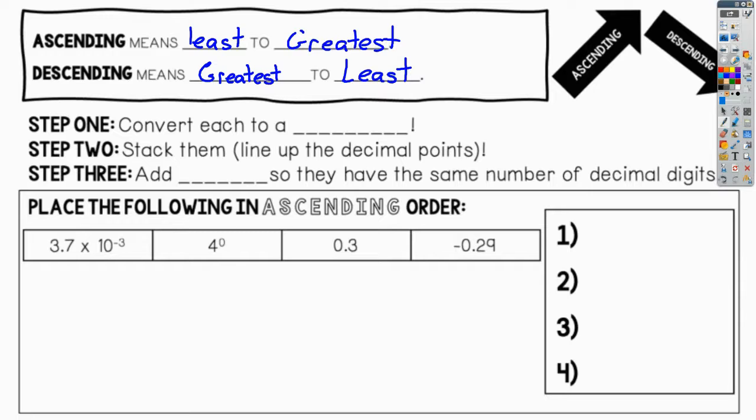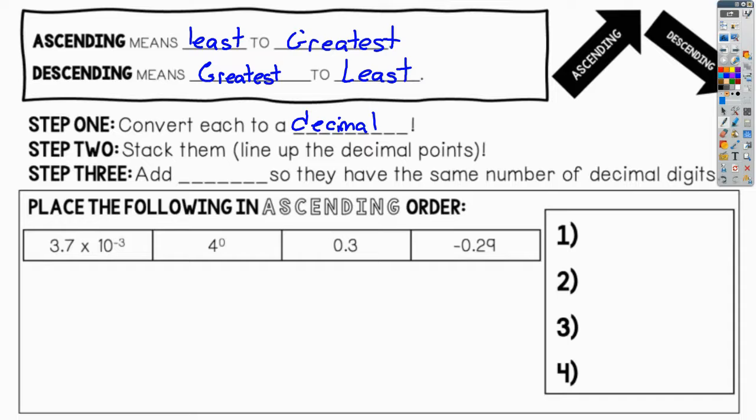So, our step 1, when we do this, as you can see by our problem down here, we have a bunch of different numbers in different forms. So step 1 is always convert each of them to a decimal. Turn everything into a decimal first, also known as standard form. So turn everything into standard form or decimal form. Then what we want to do is we want to line them up and stack them up on top of each other. So let's first turn all of these into decimals, and then I'll show you what I mean by stacking them up.